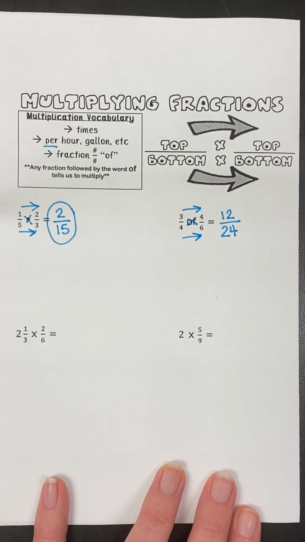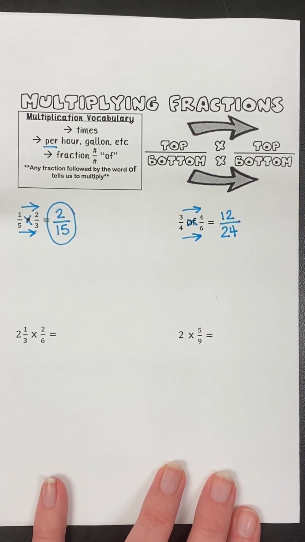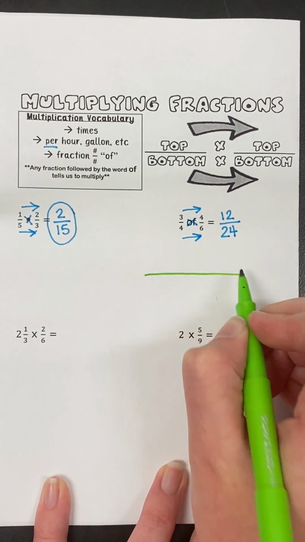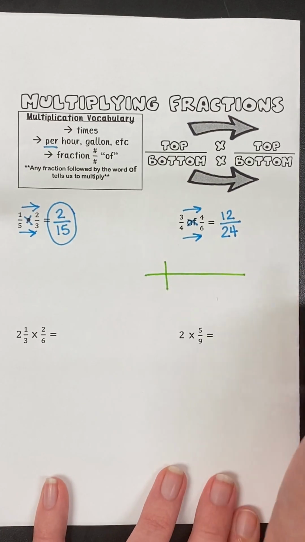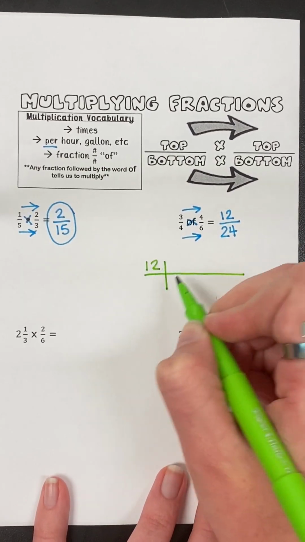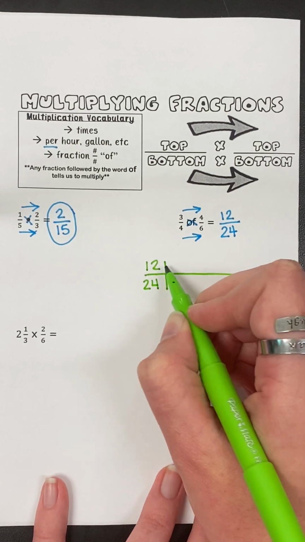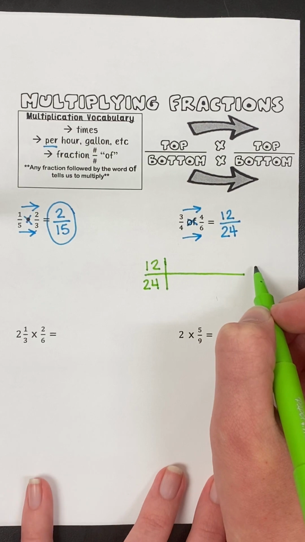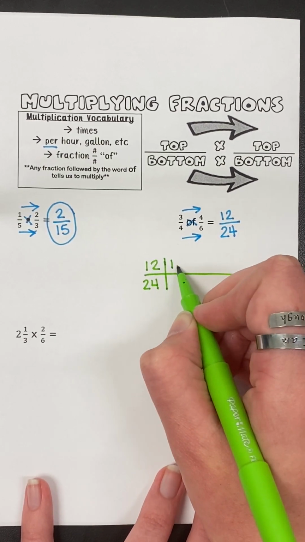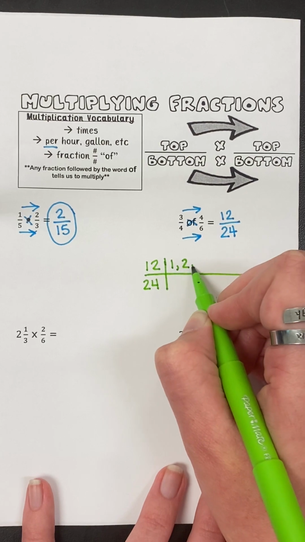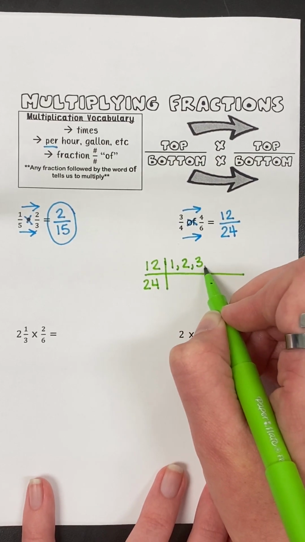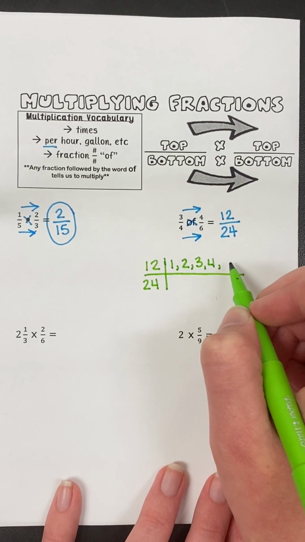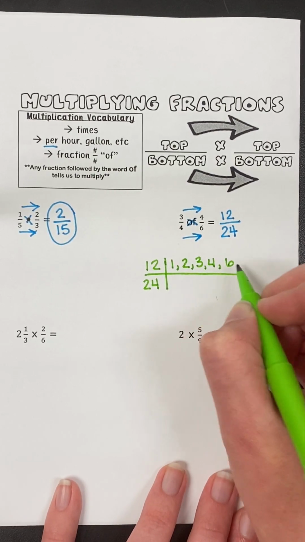But this one can be simplified or reduced, and we are going to do that by making my chart right here. I have a 12 and a 24, okay? So I'm going to think of all the things that I can make 12 with. 1 goes into 12, 2 goes into 12, 3 goes into 12, 4 goes into 12, 5 does not. Nothing times 5 gives me 12, but 6 does.